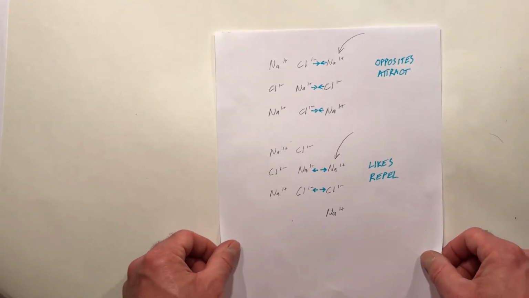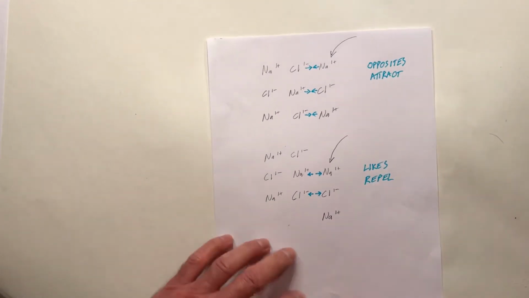Let's take a look at the properties of ionic compounds before we move on. One of the properties is that they're solid crystals at room temperature. Let's consider a crystal of sodium chloride.